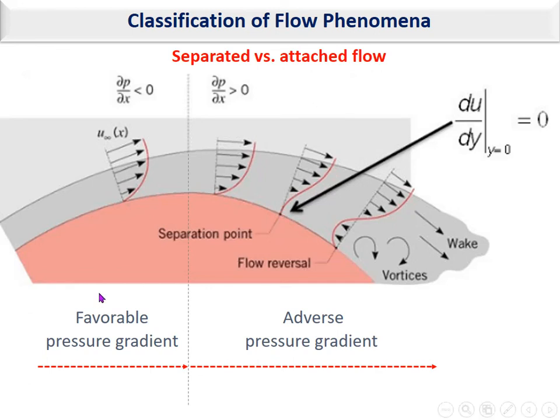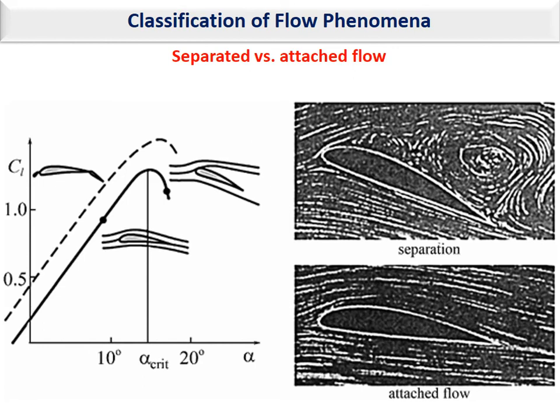From this point to the right, as you can see, you have flow reversal. And when you have flow reversal, you have vortices near the surface, and the region where vortices exist is named the wake region. This is an important topic in fluid mechanics, and we'll discuss more about that later. You can see here some examples of attached versus detached flow. When separation occurs, we say that the flow is detached from the surface.